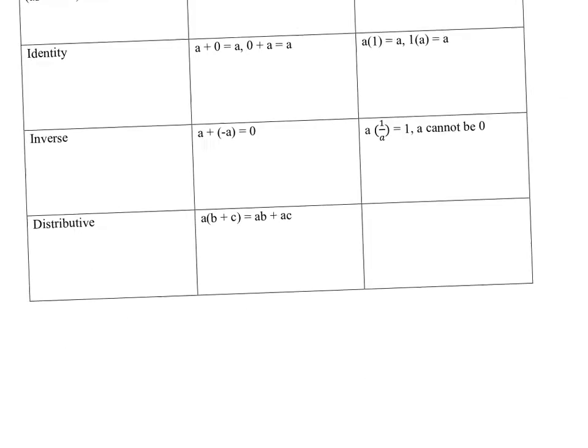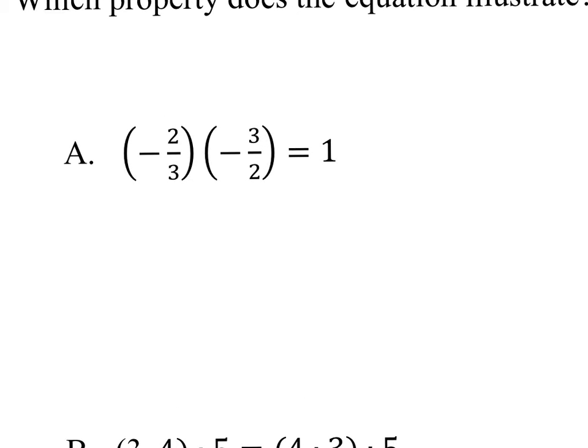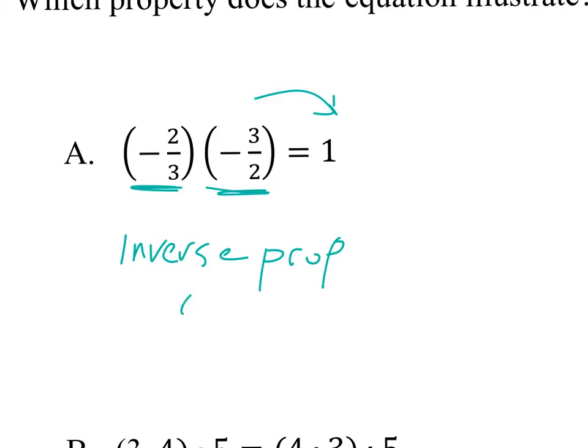And again, we've already talked about the distributive property. Okay, so quickly looking at this, I see multiplication happening. Let's see what else is happening. So I have negative 2/3 times negative 3/2. So this is a multiplication problem. Well, notice what is happening. They are coming out to 1. They are undoing each other. So I know that this is the inverse property of multiplication.